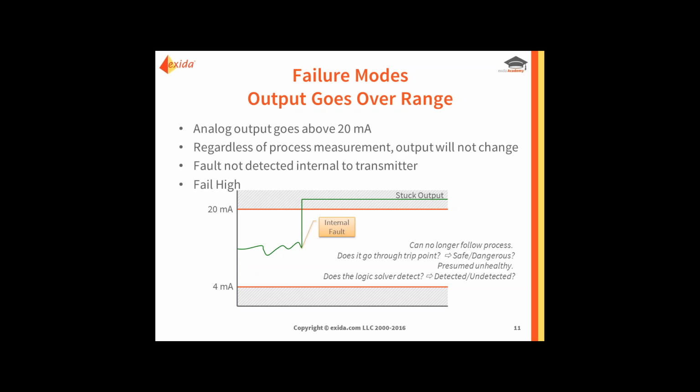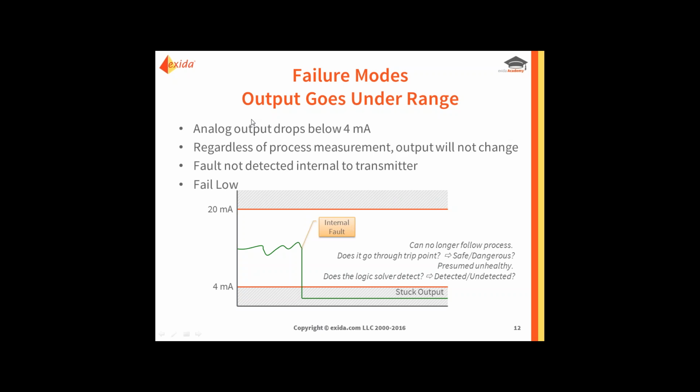Yes, it's unhealthy, but the question is, can the logic solver detect this out of range signal? So on the application level, we don't really know if this is a detected or undetected failure. On the application level, we don't know if this is a safe or dangerous failure until we are actually familiar with the application. So when we do the failure mode effect and diagnostic analysis, we classify these failures as fail high.